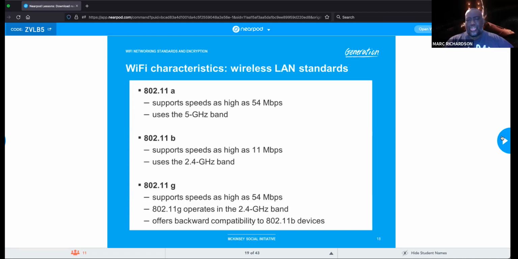802.11a is not backwards compatible, is it? No. G is backwards compatible with B. A was the first standard. Right. Okay. Gotcha. Yeah, that makes sense. I kind of figured that.